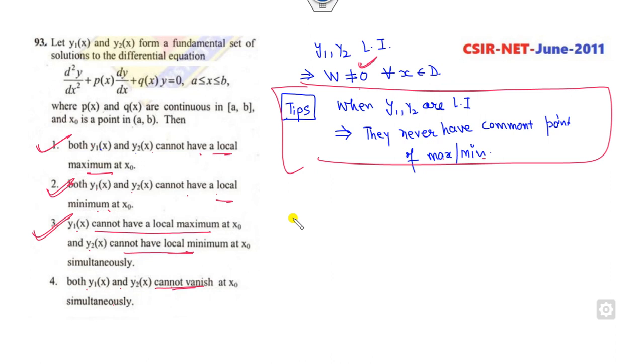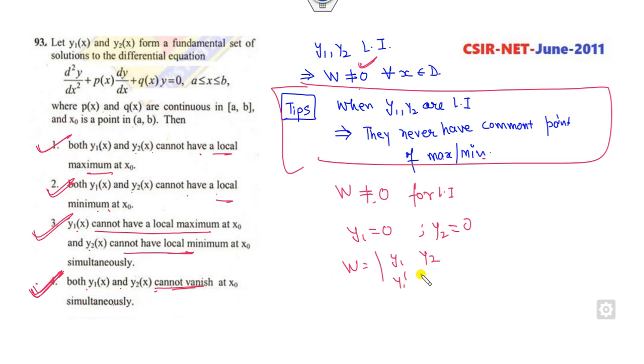What is the meaning of that? Wronskian is zero for LD. So once the Wronskian is non-zero, both cannot vanish at the same time, because if both vanish at the same time, the Wronskian, which is y1, y2, y1 dash, so that will be 0, 0. It will be 0. So it would give you LD, but it is given as LI. So both cannot vanish. So all of A, B, C, D are correct answers.